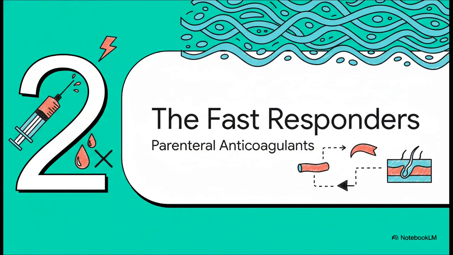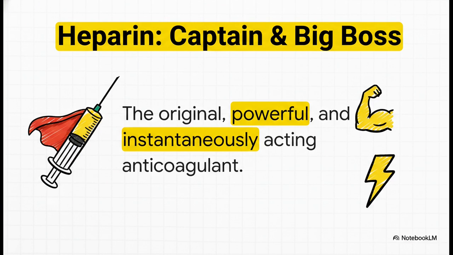So the parenteral anticoagulants. I like to call them the fast responders. Think of them as the emergency team. These are the drugs we use in acute situations, in the hospital, when we need to stop the clotting process immediately. Because we are injecting them directly into the body, either into the vein or under the skin, they start working very, very fast. And who is the captain of this team?